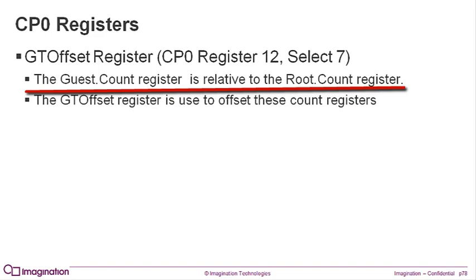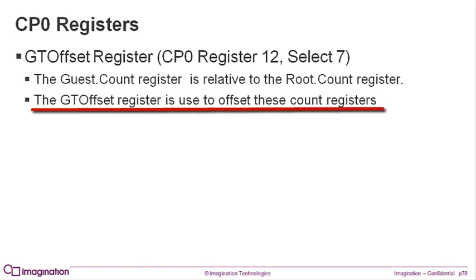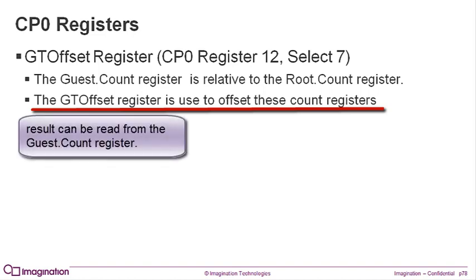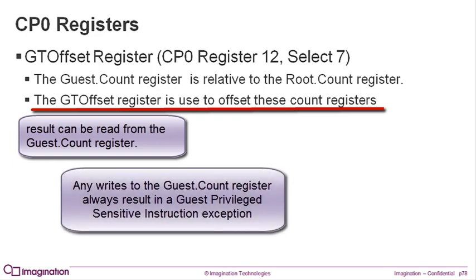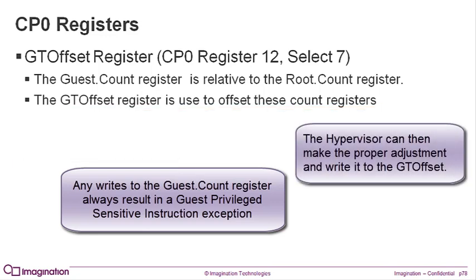The guest count register is always relative to the root count register. The GTO offset register is used to offset the root count register. The result can be read from the guest count register. Any writes to the guest count register always result in a guest privilege sensitive instruction exception, so the hypervisor can make the proper adjustment and write to the GTO offset.